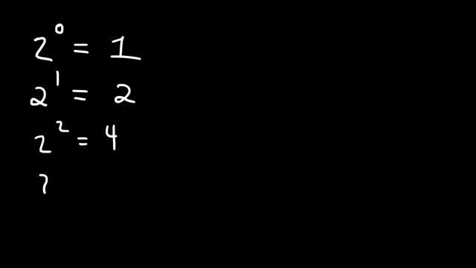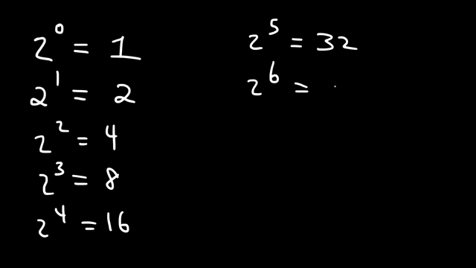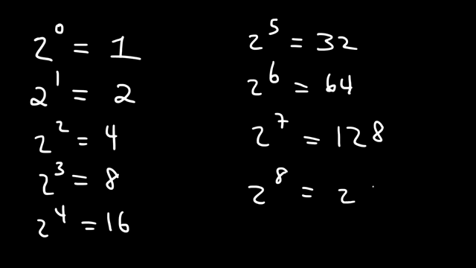Now, here's some information that you may want to know. 2 to the 0 power is 1. In fact, anything raised to the 0 power is 1. 2 to the first power is 2. 2 squared is 4. 2 to the third is 8. 2 to the fourth is 16. And then 2 to the fifth power, that's 32. 2 to the sixth is 64. 2 to the seventh is 128. And then 2 to the 8 is 128 times 2, or 256. And so, if you know these values, you can quickly perform the operations that are necessary when converting a binary number into a decimal number. So let's try another example.